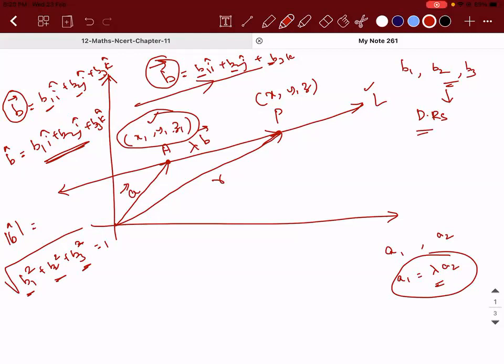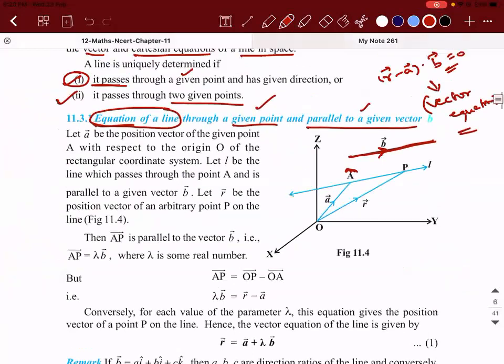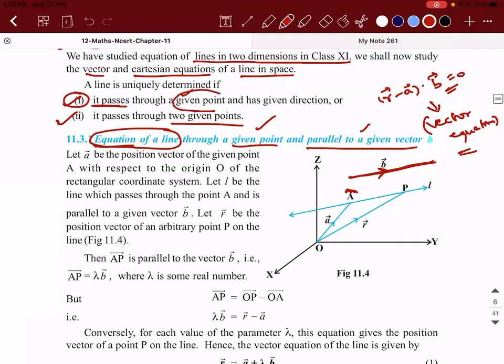Does this make sense or not? So what is the whole story behind this derivation? First, you have a line, and now try to read what I'm trying to say. If you know the given point on that line, and if you know the given direction, when I say given direction, indirectly what are they trying to say?